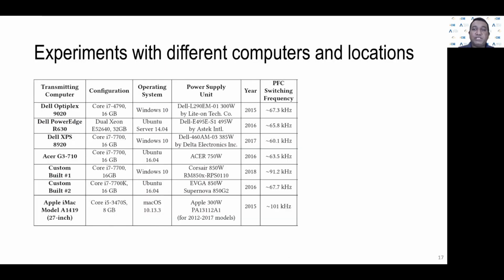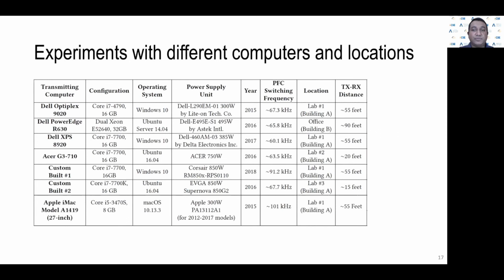We have done the data exfiltration experiment with almost every computer we could get our hands on. We have tested with 7 different computers from vendors like Dell, Acer, and Apple. We have also tested with two custom-built computers with power supply units from Corsair and EVGA. Our tests span Windows system, Ubuntu server system, and macOS. As the test locations, we use three different labs and an office in two different buildings with the transmitter and receiver placed at various distances.